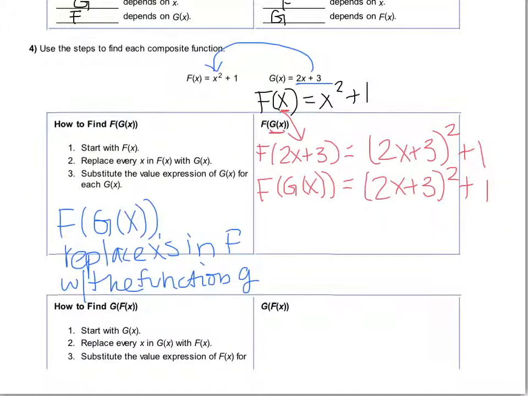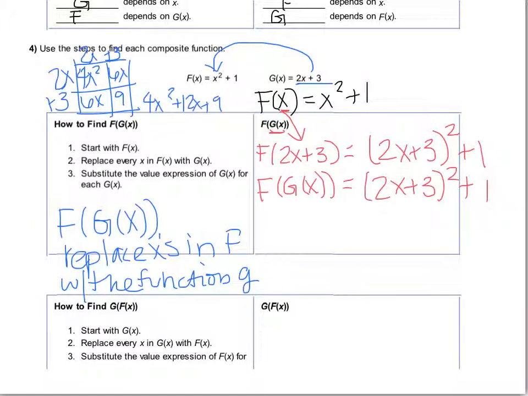So I do have to do the box method to work out this 2x plus 3 squared, or FOIL. I'm going to do that over here. I have 2x plus 3 and 2x plus 3. If I multiply 2x times 2x, that is 4x squared. 3 times 2x is 6x. 3 times 2x is 6x. 3 times 3 is 9. And that becomes 4x squared, and I have my two 6x's that I can combine for 12x, plus 9. So I'm going to replace that.